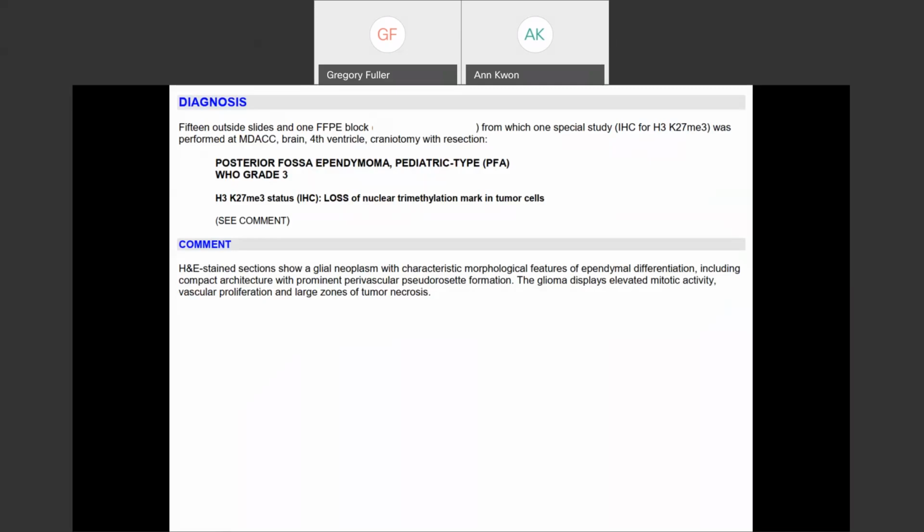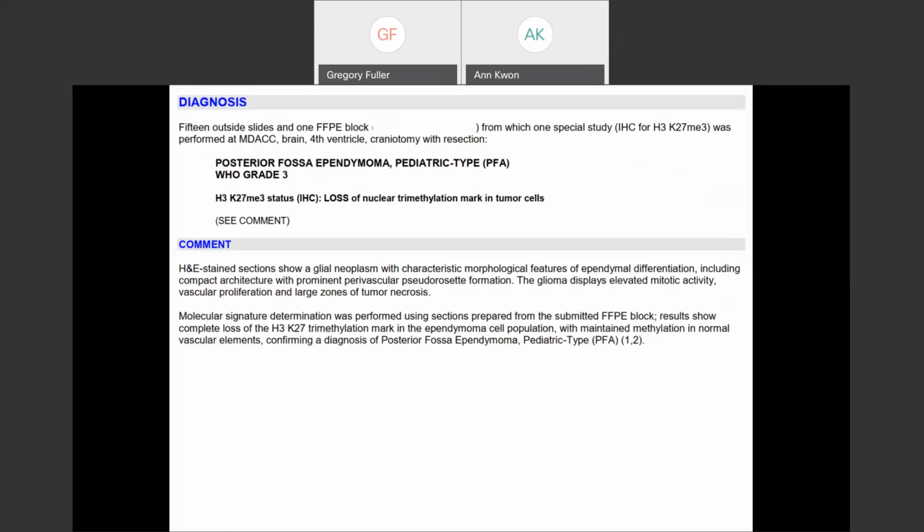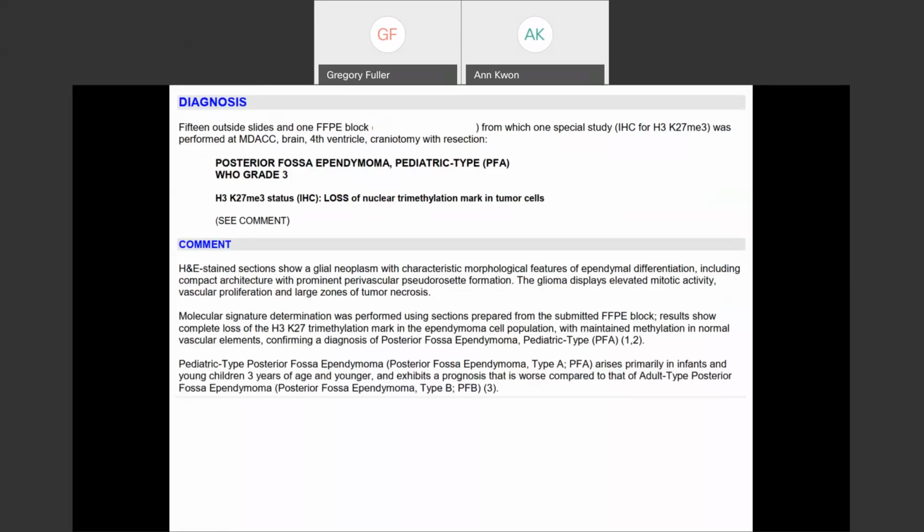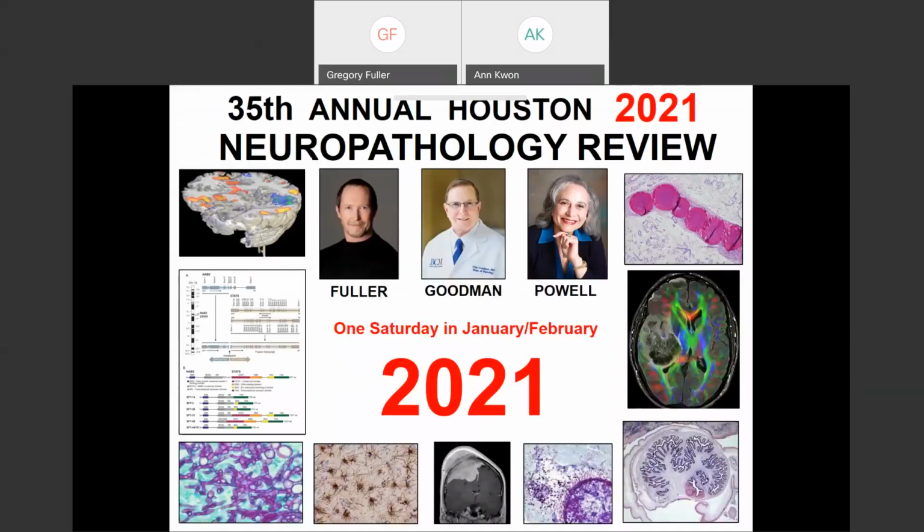All right, and then let's look at the typical MD Anderson report. Look at the comment. Always start with the H&E. H&E stain section showed glial neoplasm, characteristic morphologic features, ependymal differentiation, yada, yada, yada. Molecular signature determination performed, confirming the diagnosis. And then here's pediatric type posterior fossa ependymoma. Arises primarily in infants and young children 3 years of age and younger. Remember, how old was this patient? 2.5 years. Bam, perfect. And exhibits a prognosis that is worse compared to that of adult type. All right, posterior fossa ependymoma or PFAB. Got it. Okay.